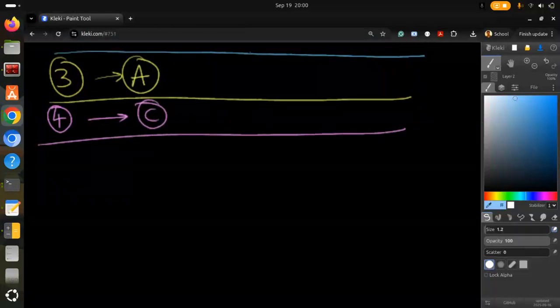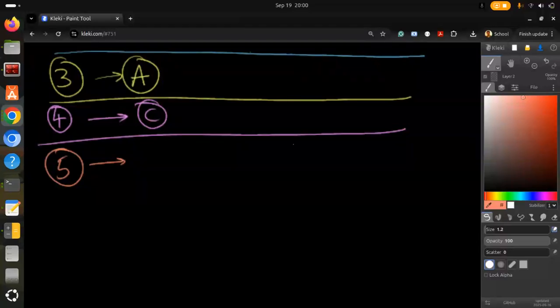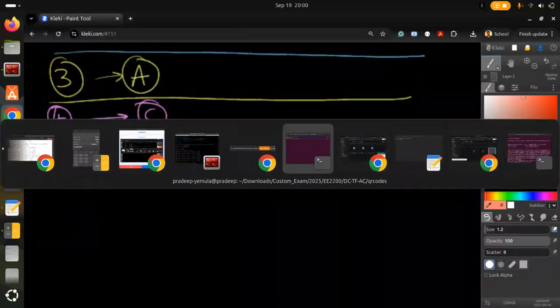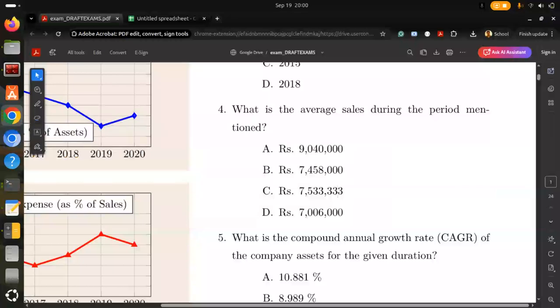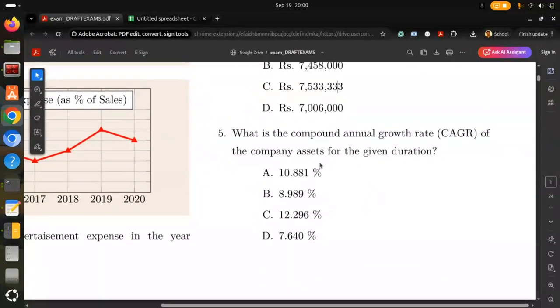Now finally we are at the fifth question. So very nice, question number 5. What is the answer? For that we need to see what the question is. Sorry, so many windows are open. I'm searching for it. Yes. What is the compound annual growth rate (CAGR) of the company's assets for the given duration?